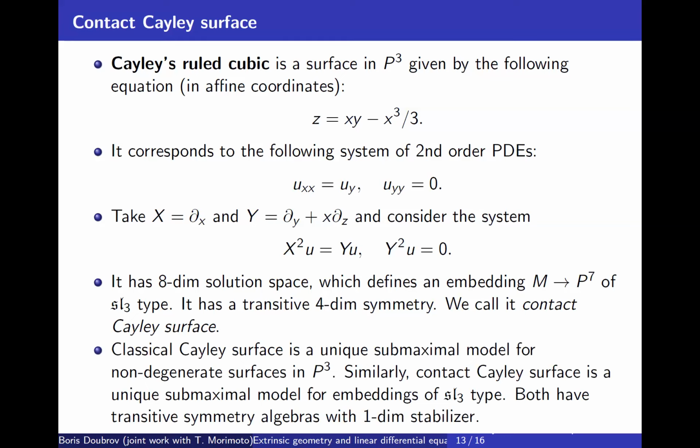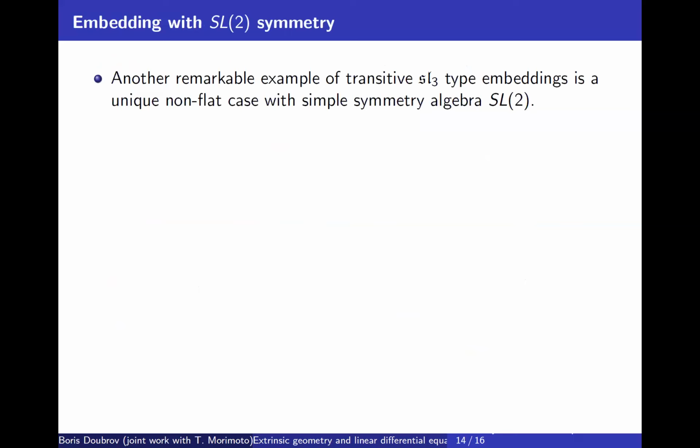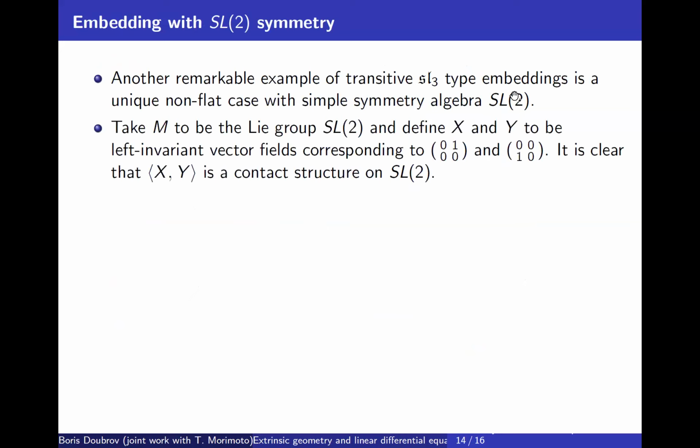Yeah, so I mentioned a few properties which make them really similar: one-dimensional, unique submaximal models, and both have transitive symmetries with one-dimensional stabilizer. So a last example, and I'll probably finish then, is the example where we have an embedding with the simple symmetry algebra SL2, and again, we can write it very explicitly in terms of left invariant fields on SL2.